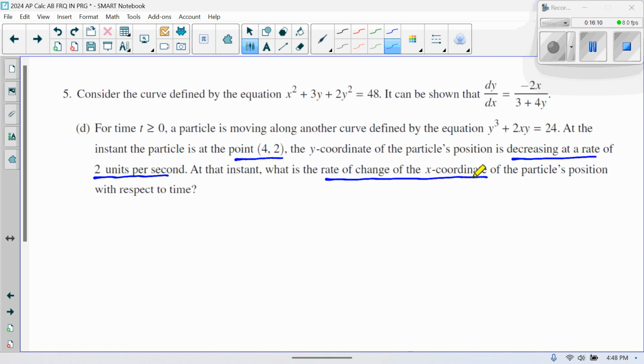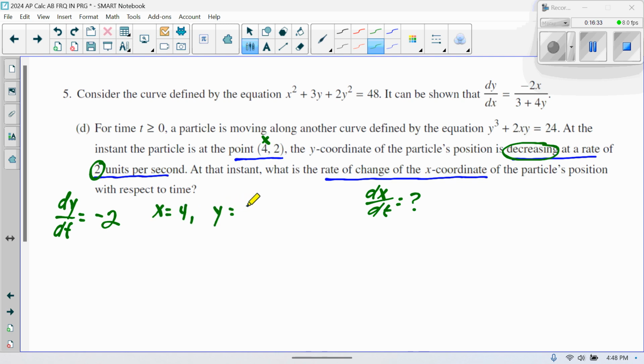Oh, man. So related rates. dx/dt is what we're solving for. They give us dy/dt. That's negative 2. It's negative because it's decreasing at 2. And they give us an x of 4 and a y of 2.